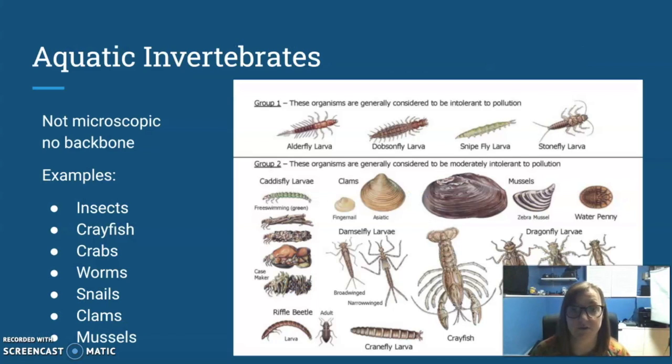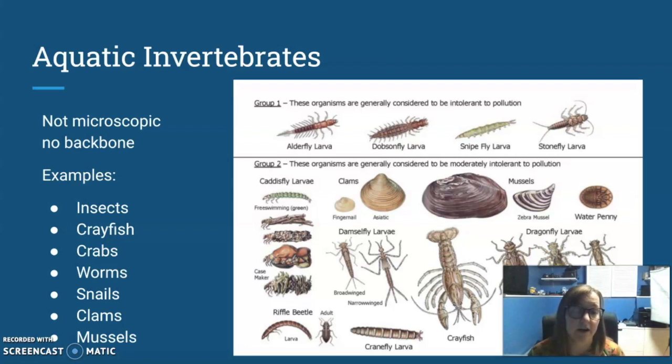So aquatic invertebrates are our next big section, and these ones are the ones that they use a lot and are really neat for us to look at because we can actually see them with our eyes. So they're not microscopic, they don't have a backbone, and there are things like insects, crayfish, crabs, worms, snails, clams, and mollusks.